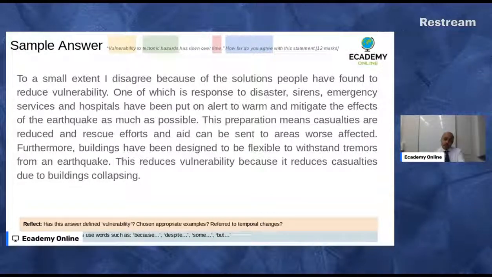But at no point has any country been able to eradicate vulnerability, right? And that's something that you could mention in an evaluation style question here, because it says, how far do you agree with the statement? In your conclusion, you could say, overall, the biggest challenge with tectonic events is that they are not possible to predict. We can guesstimate, we can try to make some estimates on when we think an earthquake may happen, but we don't know when something is going to happen, regardless of how developed or undeveloped a country might be.